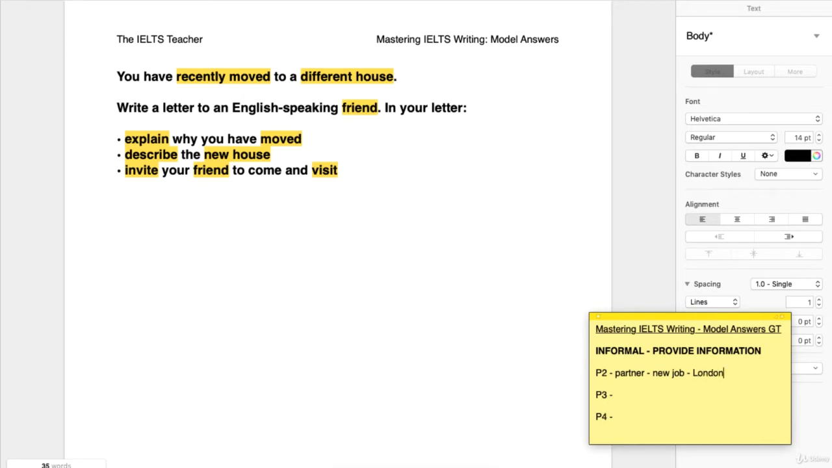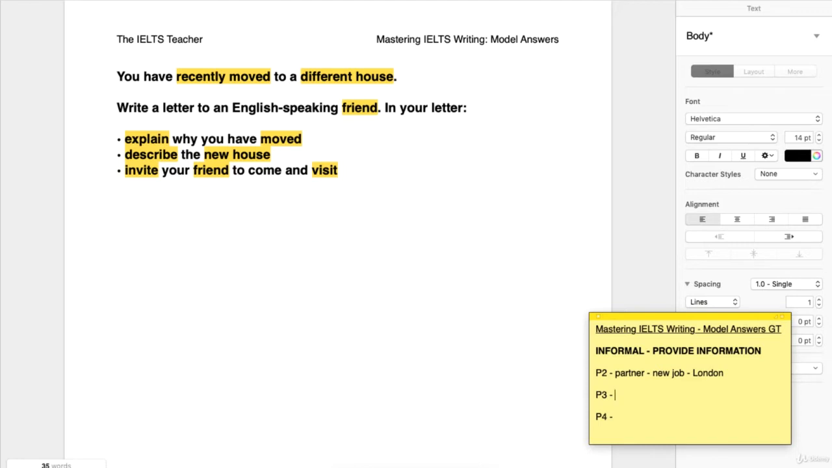So maybe they're within commuting distance from London, but they don't want to have to do the commute all the time, so they just want to live closer to work. So those points will be fine. I can imagine I can easily turn those into some sentences later. Partner, new job, London. And then that's the explanation for the move.